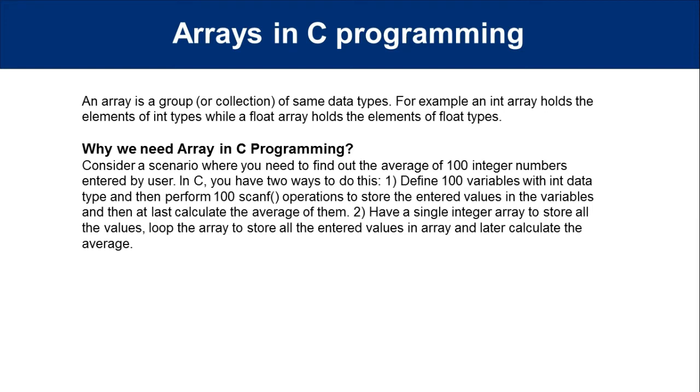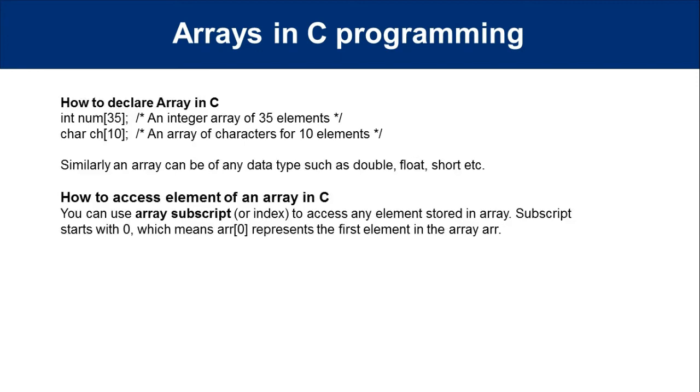In C you have two ways to do this. First, define 100 variables with the integer data type and then perform 100 scanf operations to store the entered values in the variables, and at last calculate the average of them. Second, have a single integer array to store all the values, loop over the array to store all the entered values in the array and later calculate the average.